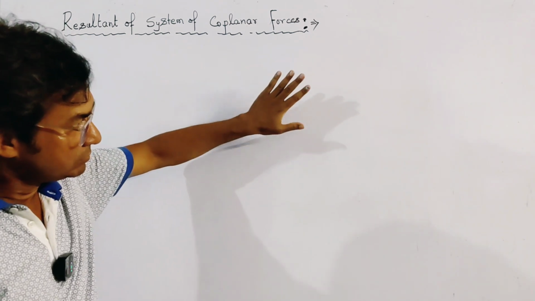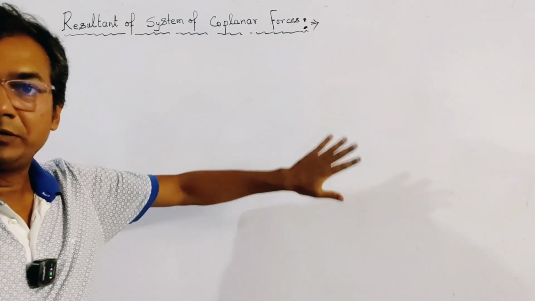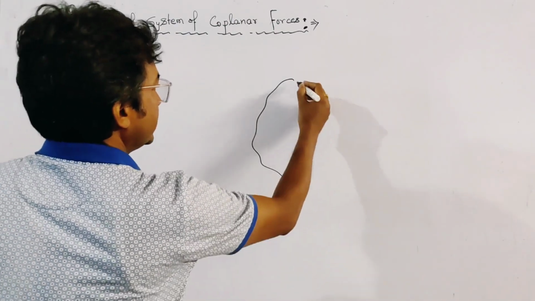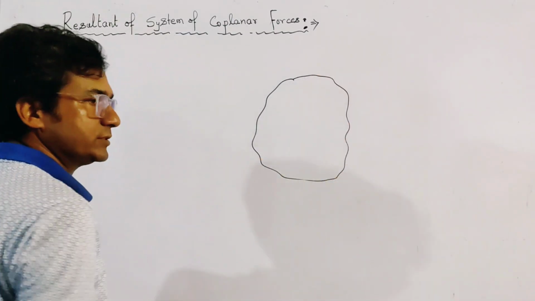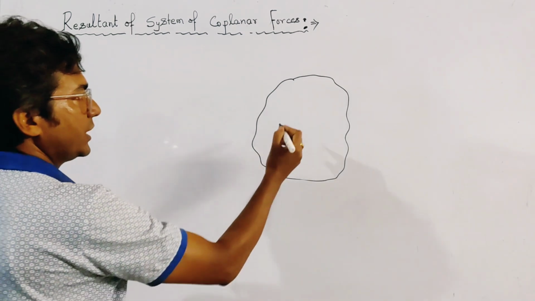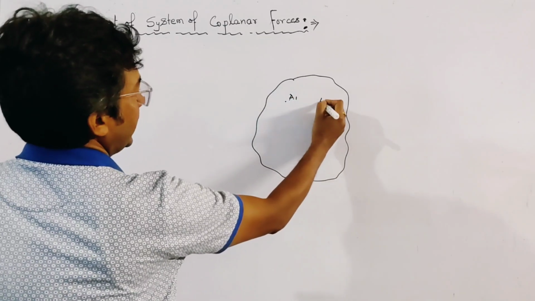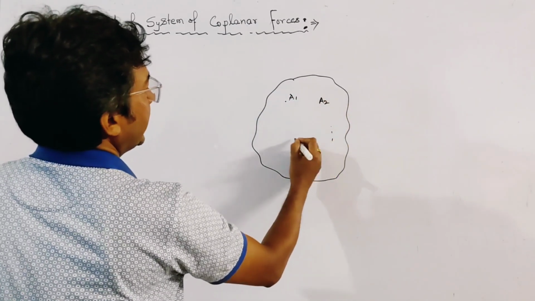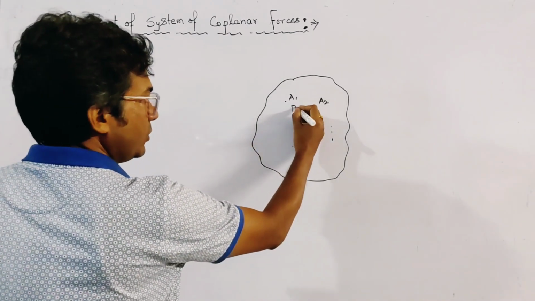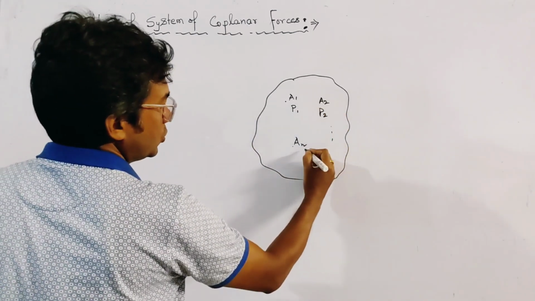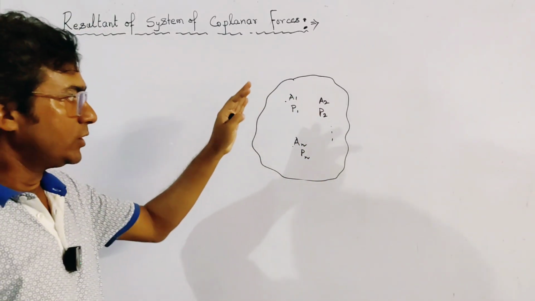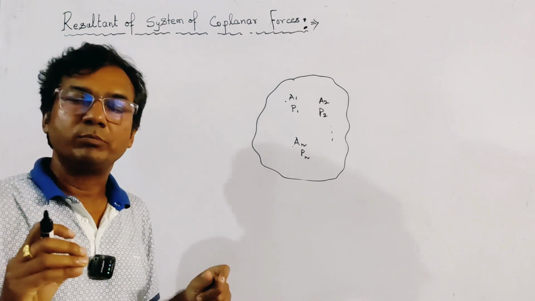Let the whiteboard be a plane, and let a body lie in this plane like that, and a system of forces act at A1, A2 to An. The forces are P1, P2 to Pn. These are the forces, and A1, A2, An are the points of application of the forces.